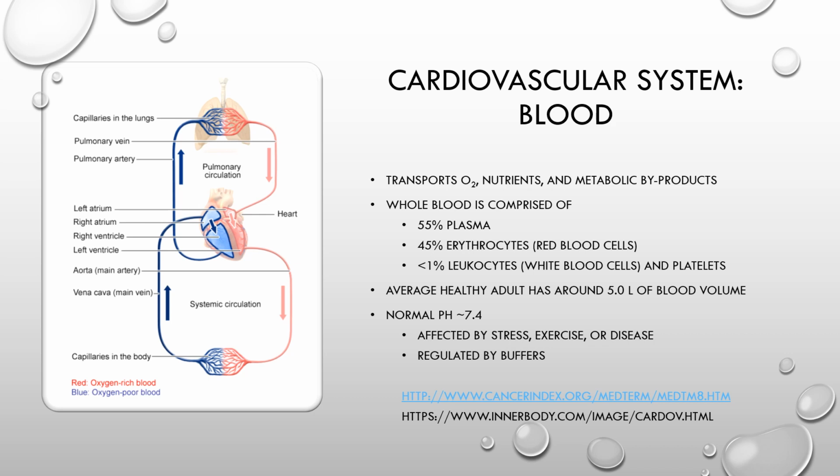A pH below 7.35 is considered acidemia, and a pH above 7.45 is alkalemia. It is affected by stress, exercise, and disease, and regulated by buffers.